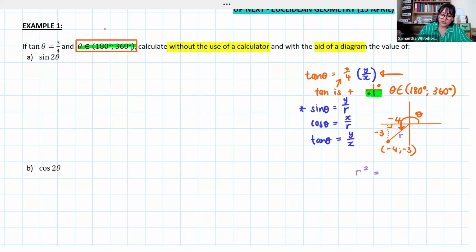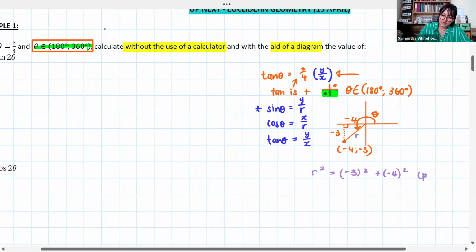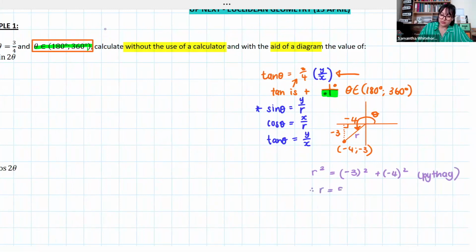Now, because this is a right angle triangle, I can easily work out what r is. So r squared, which is the hypotenuse, would be equal to -3 squared plus -4 squared. And this is obviously all because of Pythag. And when you eventually work all of that out, you get that r is equal to 5.